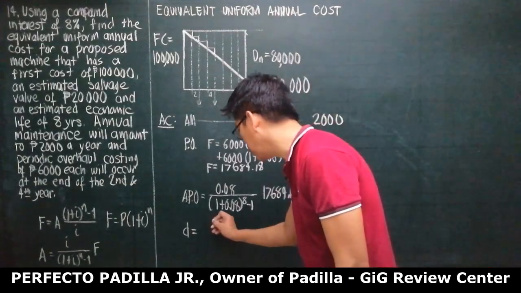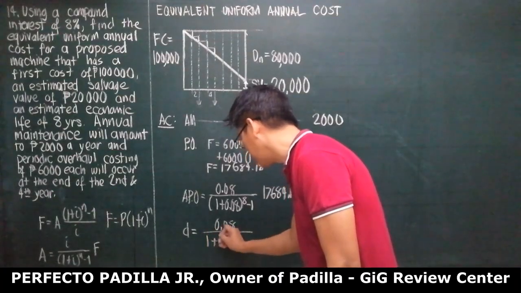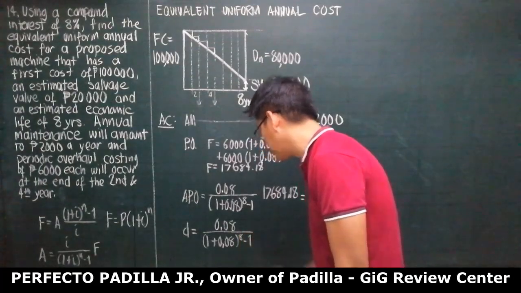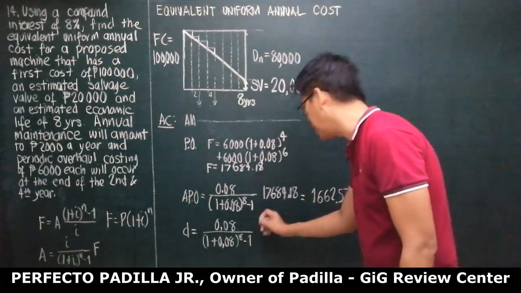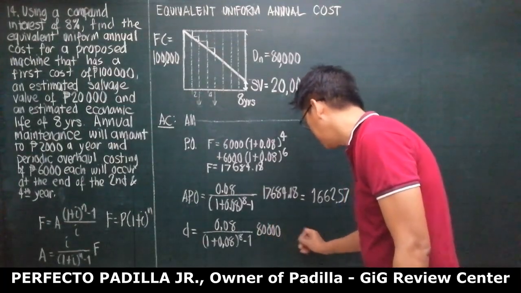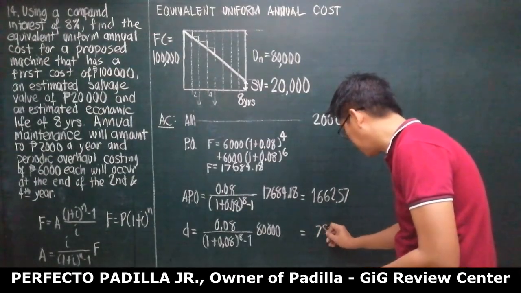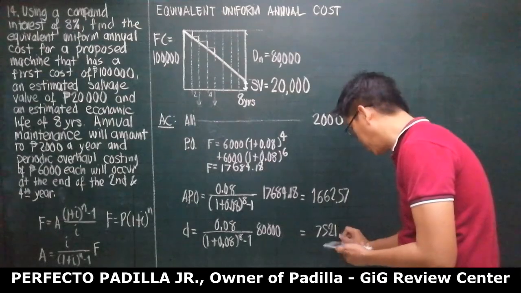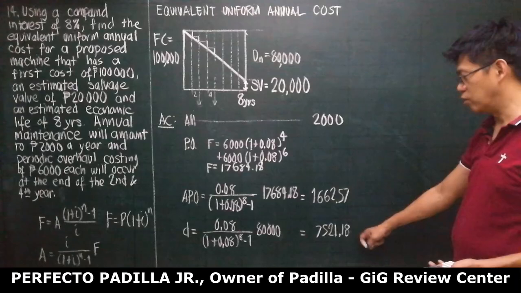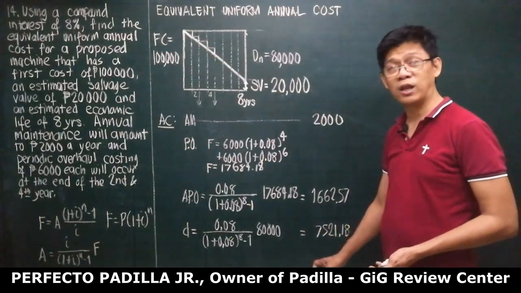So, this is going to be 0.08 over 1 plus 0.08 raised to 8 minus 1. Okay? Times DN. The DN is 80,000. Okay? So, this is going to be 7,521.18. Okay? So, ito yung makukuha mong D. No? Okay? So, meron pang kulang.